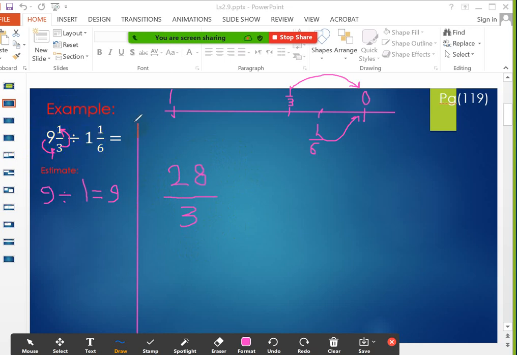This is the fraction that represents 9 and 1/3. Also, if I want to write 1 and 1/6 as a fraction, not as a mixed number, I will multiply the whole number with the denominator and add the answer to the numerator. Okay, so let's write it. 1 multiplied by 6 equals 6, plus 1 equals 7. So it will be 7 over 6.